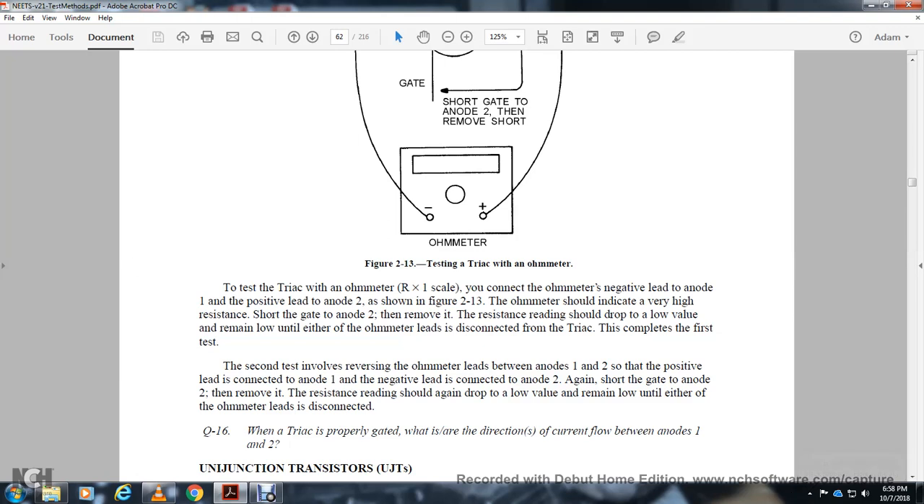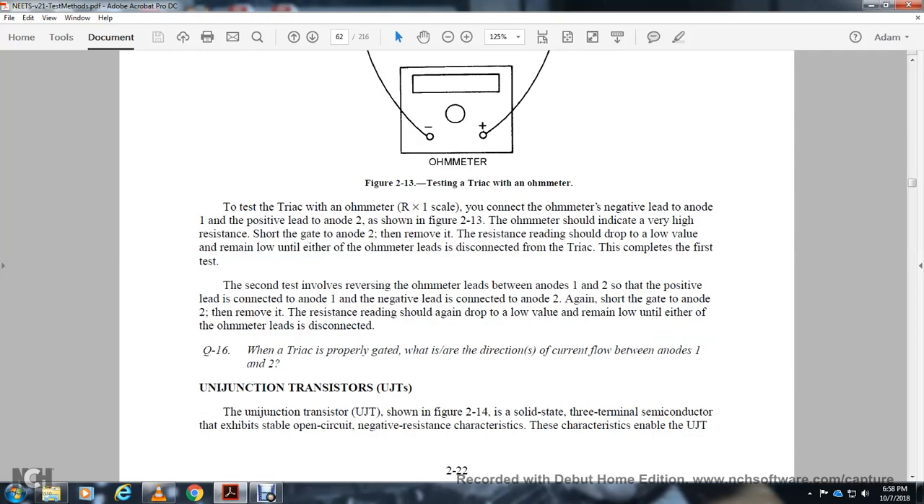To test the triac, set the ohmmeter to the resistance times 1 scale. Connect the negative lead to anode 1 and the positive lead to anode 2, as shown in figure 2-13. The ohmmeter should indicate very high resistance. Short the gate to anode 2 and remove the short. The resistance reading should drop to a low value and remain low until the lead is disconnected. The second test involves reversing the leads between anodes 1 and 2, with the positive lead connected to anode 1 and the negative lead connected to anode 2. Again, short the gate to anode 2 and remove the short. The resistance reading should again drop to a low value and remain low until the ohmmeter lead is disconnected.